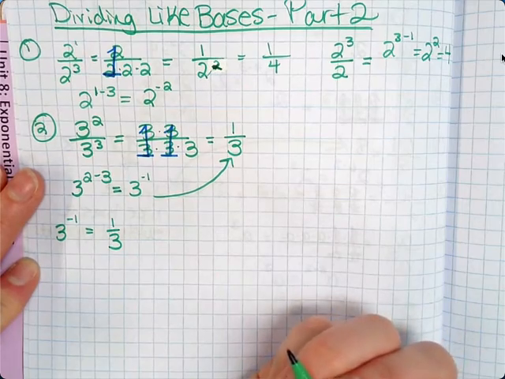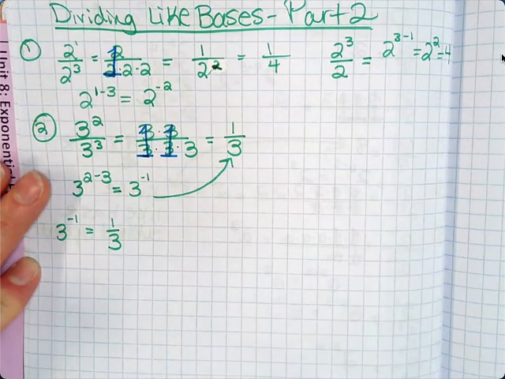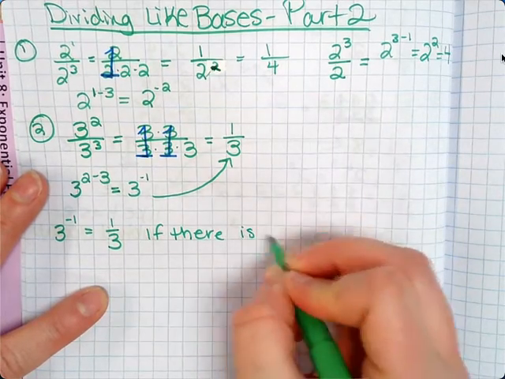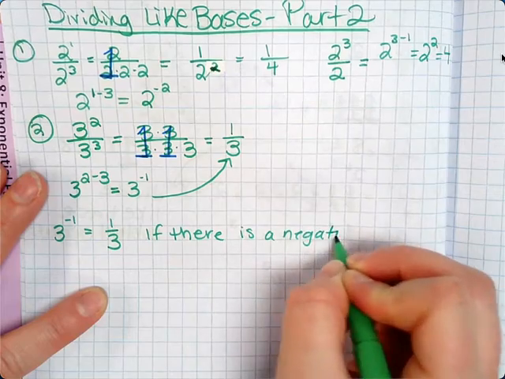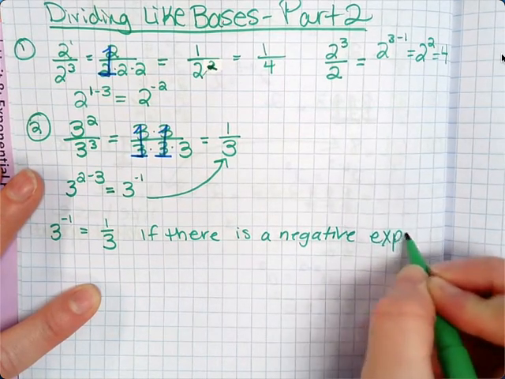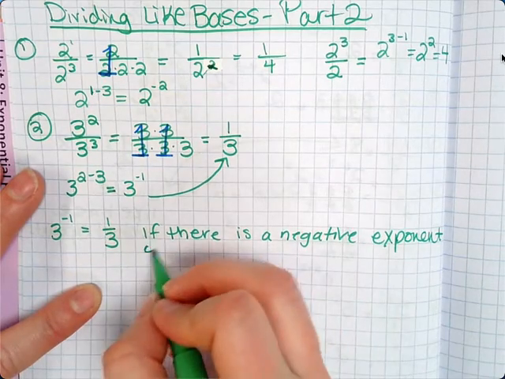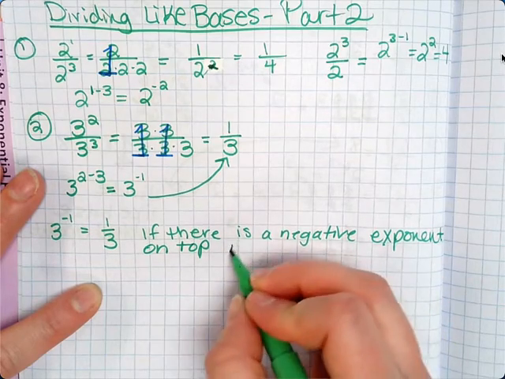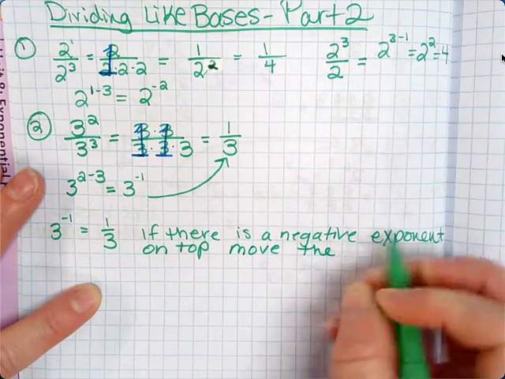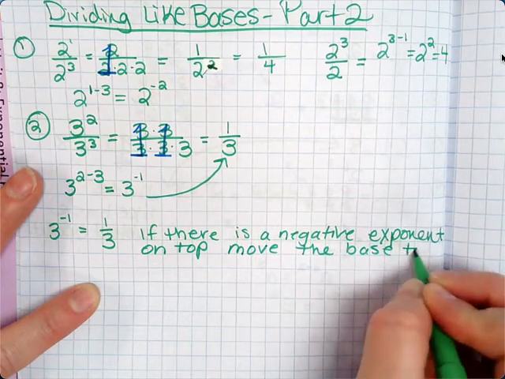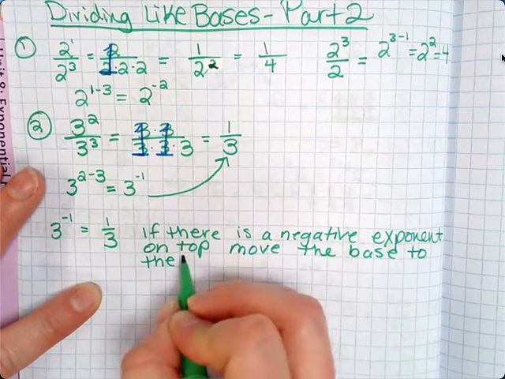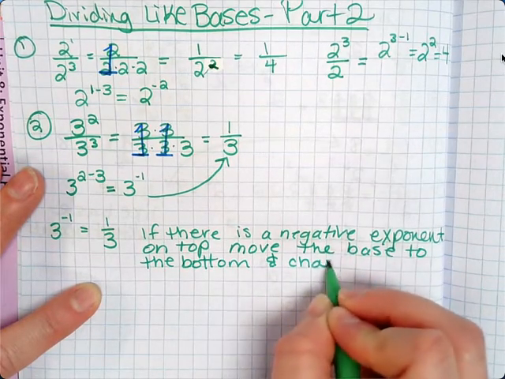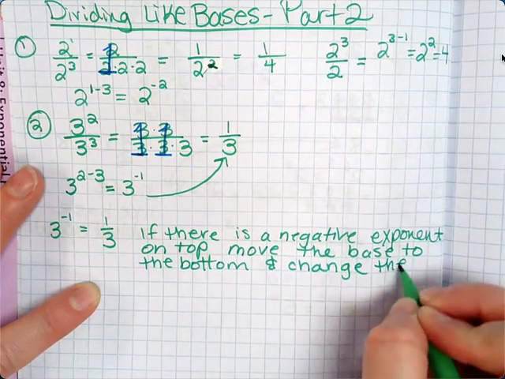This is a type of rule. If there is a negative exponent on top, which is called our numerator, move the base to the bottom, or to the denominator. I'm just going to put bottom. And change it to positive. Change the sign to positive.